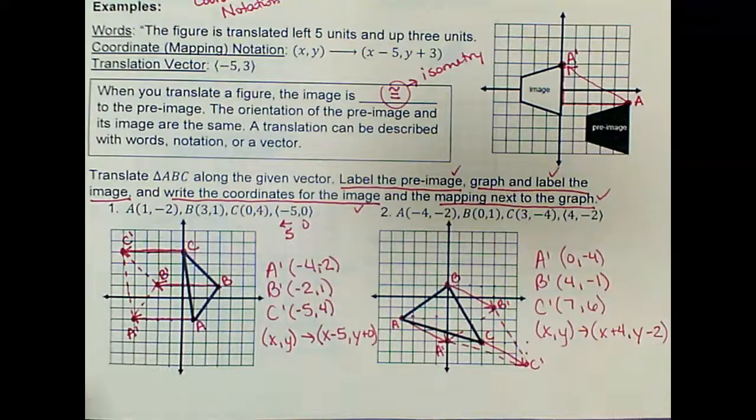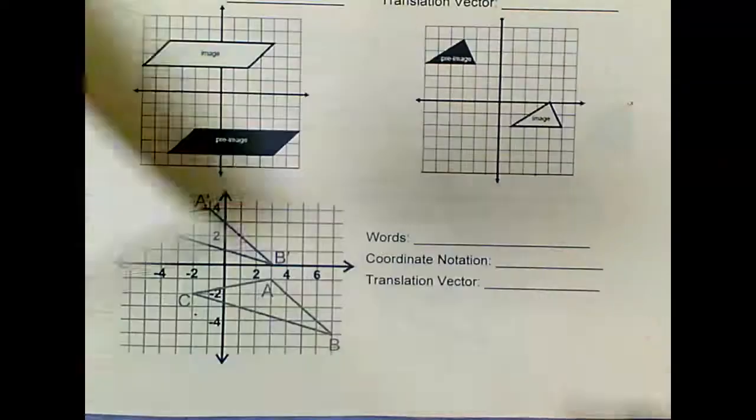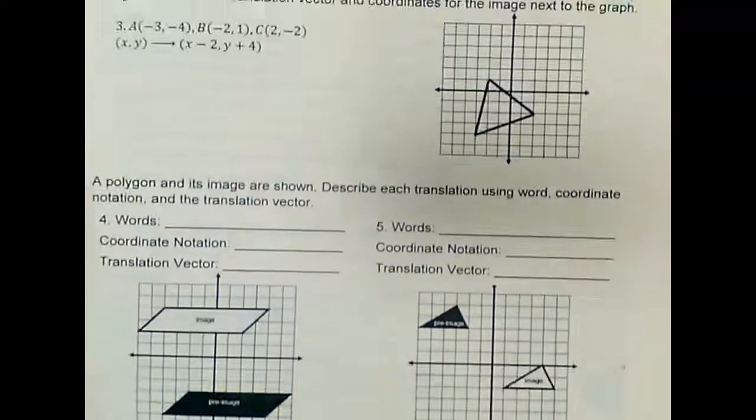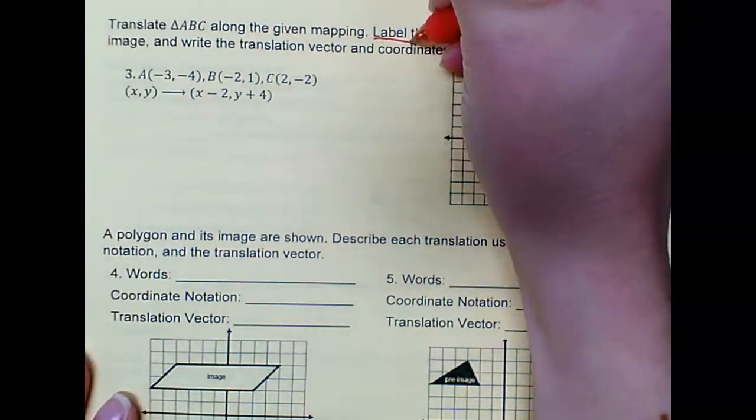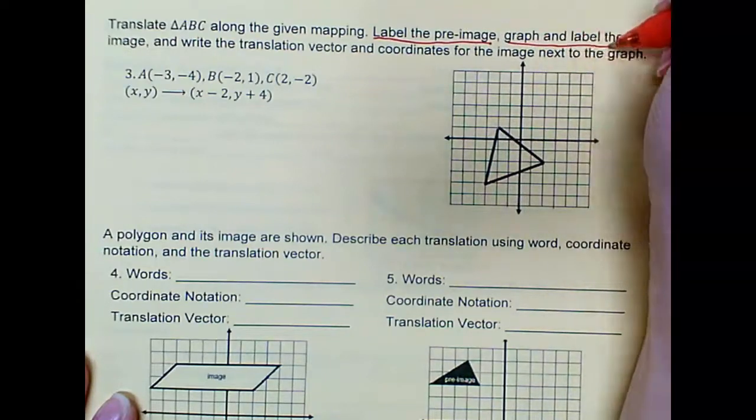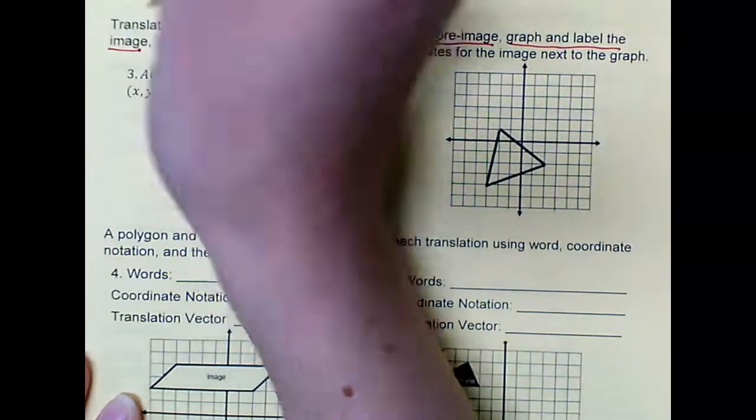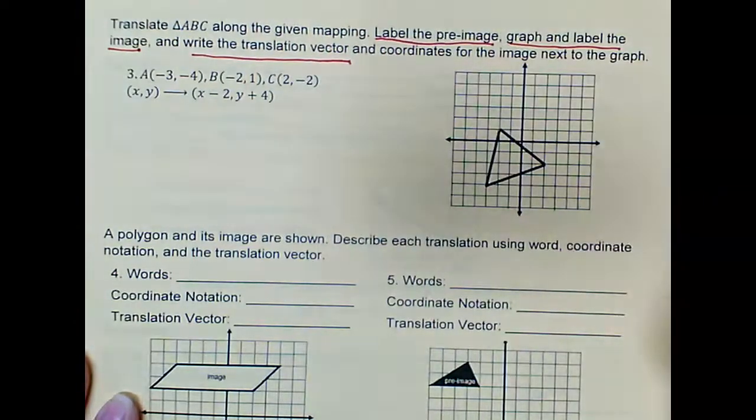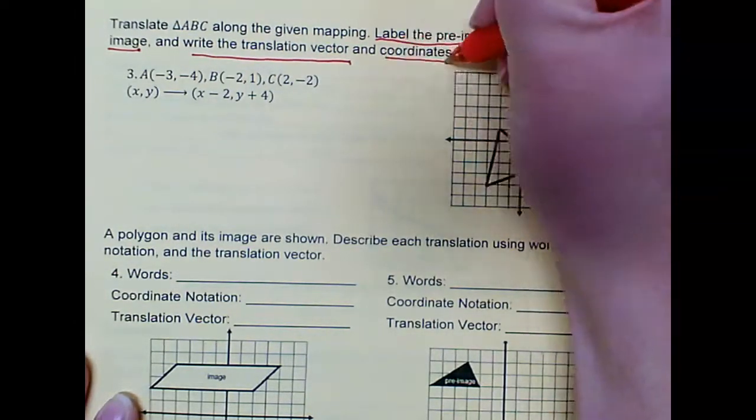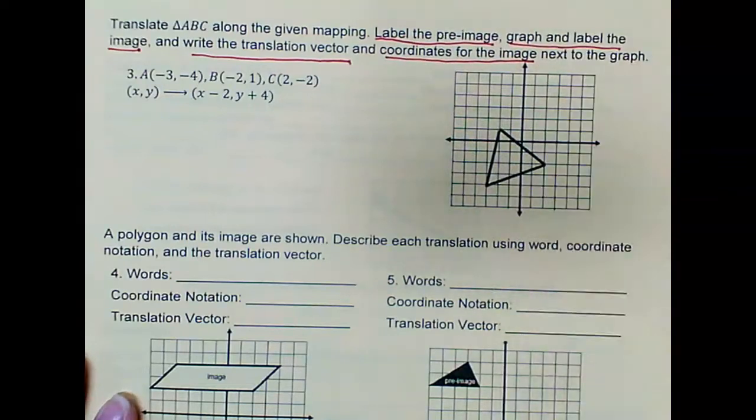So let's go ahead and change to our second page of notes. It asks you to translate triangle ABC along the given mapping. Again, we need to label the pre-image. We need to graph and label the image. We need to write the translation vector this time, so it's not given to us, we have to write it. And we need to write the coordinates for the image next to the graph.